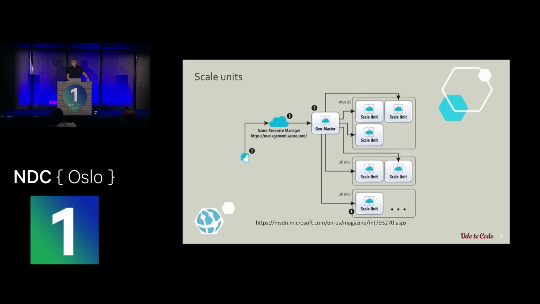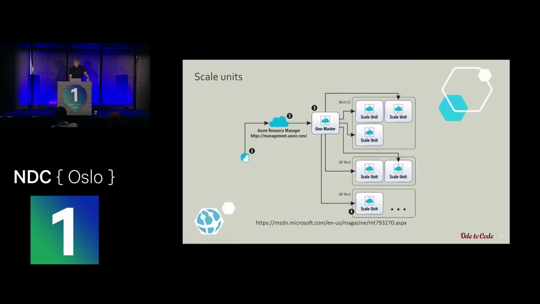So what is a stamp? What is inside one of these scale units? By the way, this is just pointing out that inside each data center, so West US, UK West, and so forth, there are one or more scale units that are controlled by a geomaster that knows where all the different scale units are. When you talk to Azure Resource Manager, and pretty much anything you create inside of Azure has to go through Azure Resource Manager somehow, it doesn't matter if you're using the portal or PowerShell or Azure CLI. Something has to tell Azure Resource Manager, please create a new app service in West US. So ARM would talk to GeoMaster, which would talk to one of these scale units, figure out which one has some capacity left, and that's what happens.